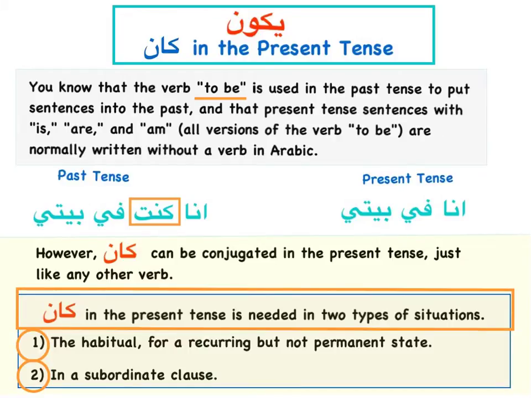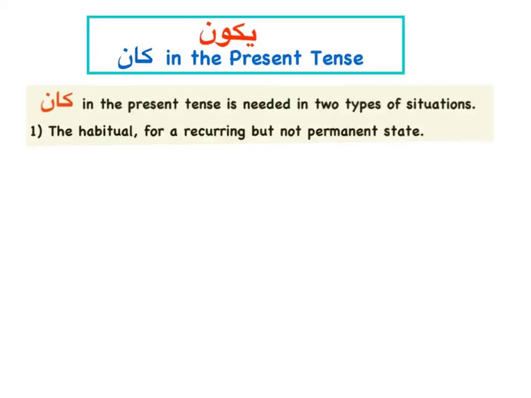First, the habitual for a recurring but not permanent state. Second, in a subordinate clause. We'll give you examples on how this works. For the first reason, the habitual for a recurring but not permanent state means that things that repeat themselves happen more often than anything else.